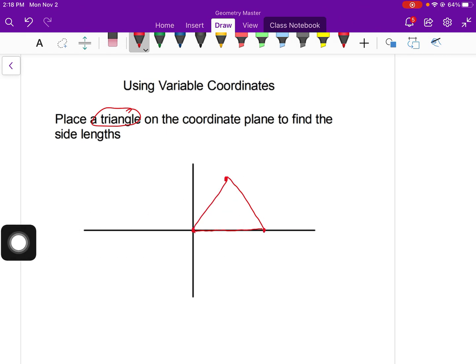But we don't know that for sure. But I do want to use the origin, because then I get (0, 0). And then I want to use one more point on an axis. Now you can use any variable.